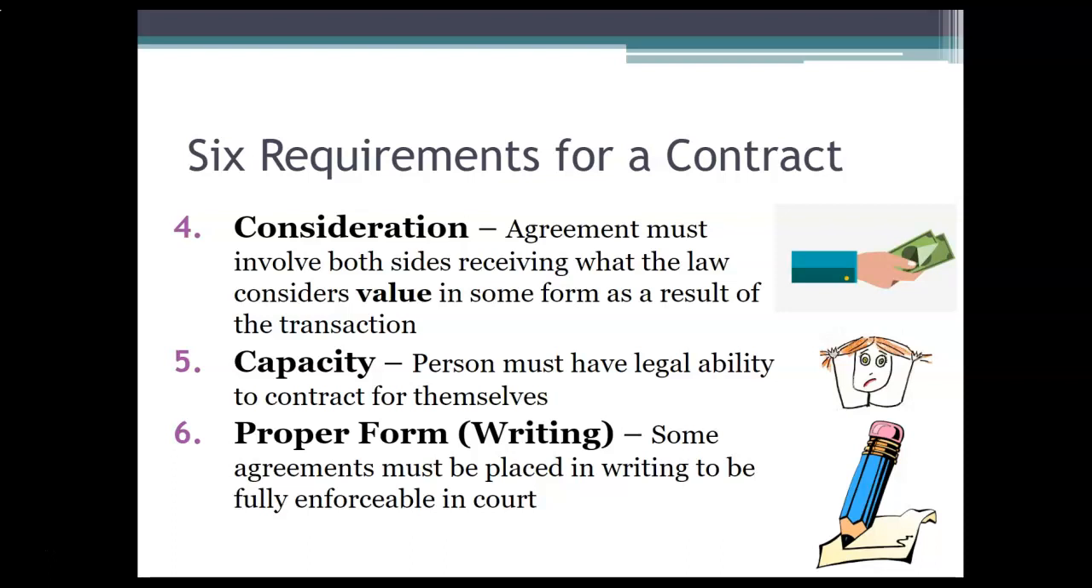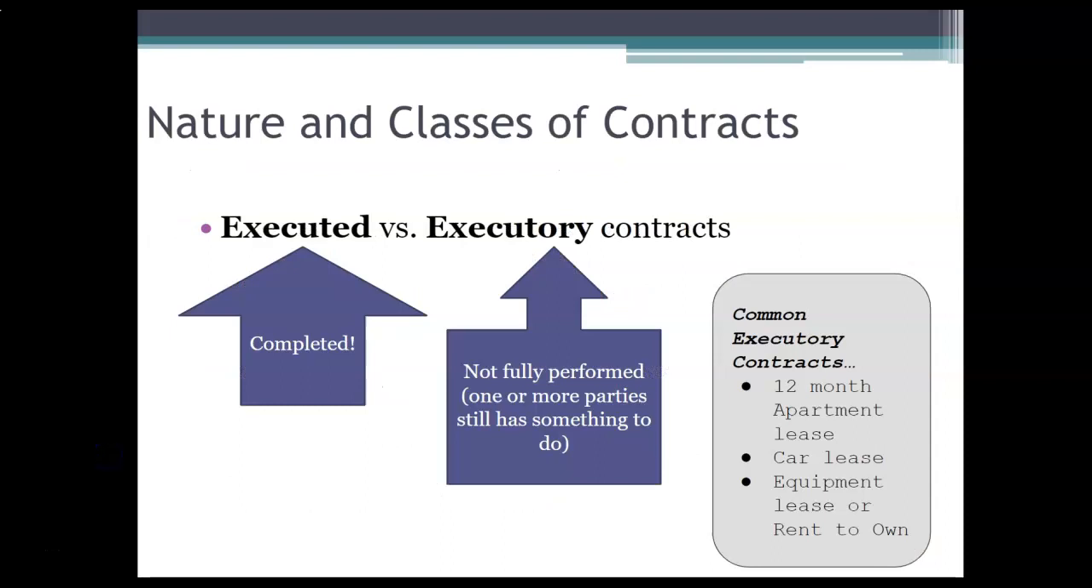But oral contracts are still valid unless they are for something that requires it to be in writing. Okay, so we have 2 classes of contracts, which has nothing to do with those 6 things. This is just how is a contract right now. It's either completed or it's executory. And that means that it's in the process.